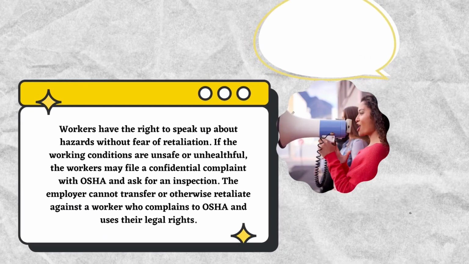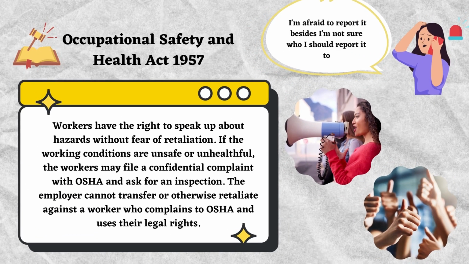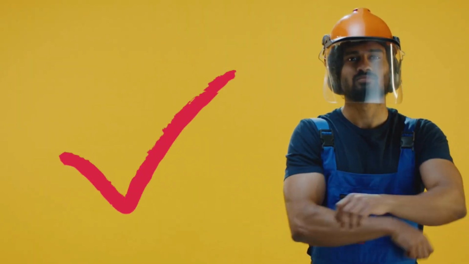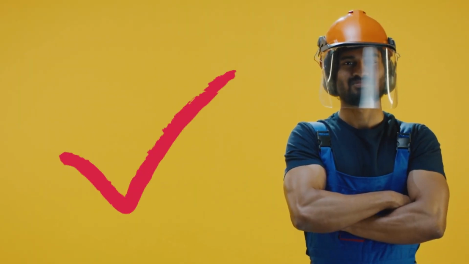Really? But I'm afraid to report this issue. Besides, who should I report it to? Workers have the right to speak out about hazards without fear of retaliation. If the working conditions are unsafe or unhealthful, the workers may file a confidential complaint with OSHA and ask for an inspection. Don't worry, the employer cannot transfer or otherwise retaliate against a worker who complains to OSHA and uses their legal rights.